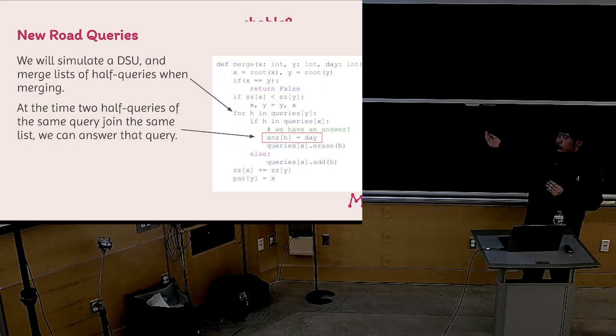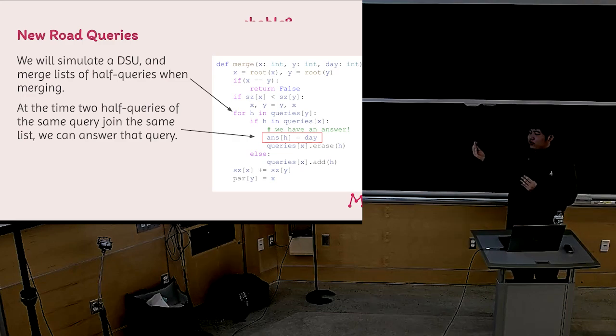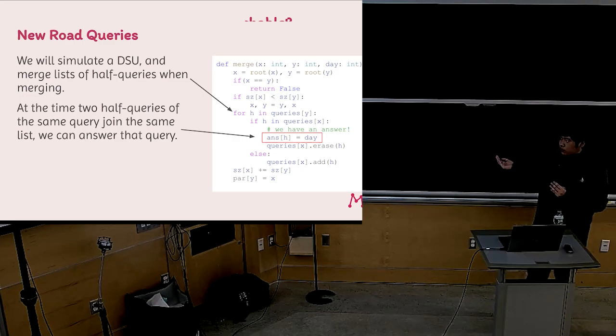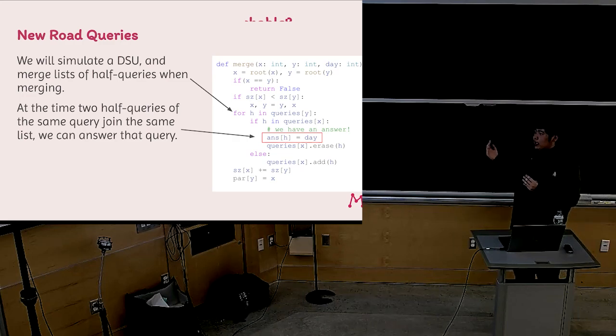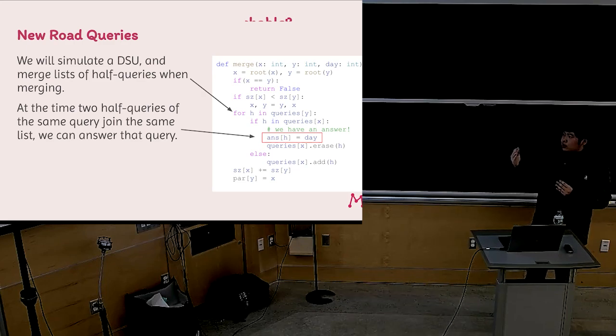So here in our merge function, we read in x and y as the two nodes to merge, and day as the specific day it currently is. Then, like in a regular DSU, we first set x and y to be the roots, and if they're equal to each other, we just return. And if the size of x is less than the size of y, we swap the two. Then, as we can see at the bottom, we'll be setting par of x to be equal to y. So we'll transfer all the elements in node y's queries into node x's queries.